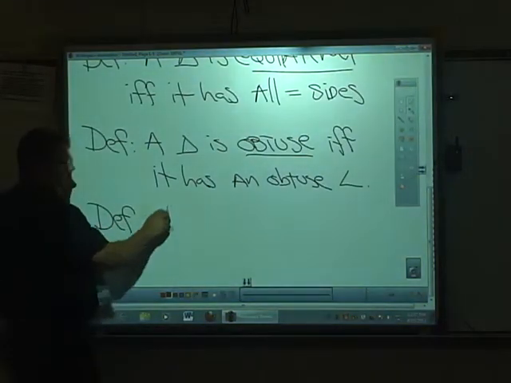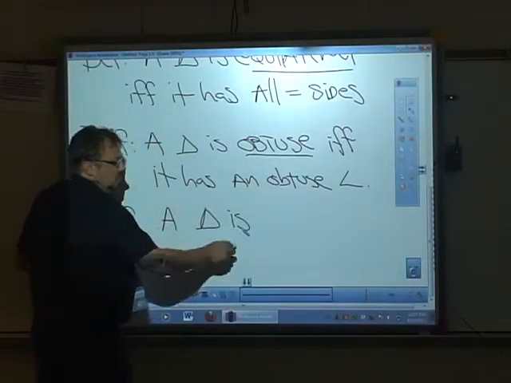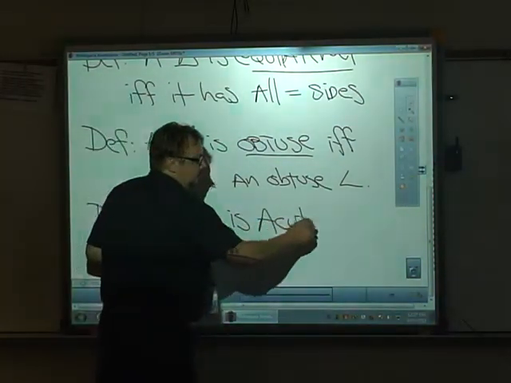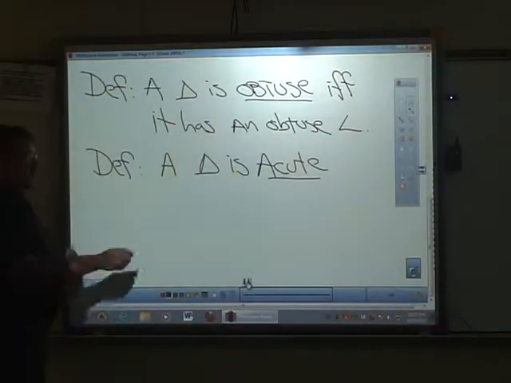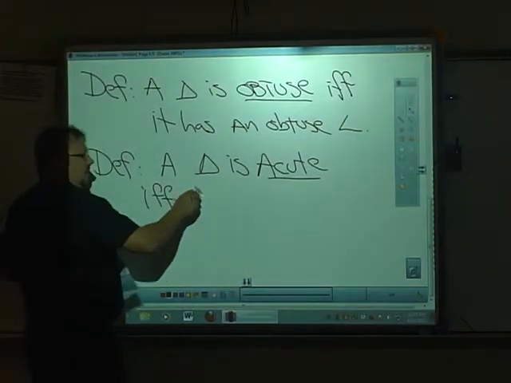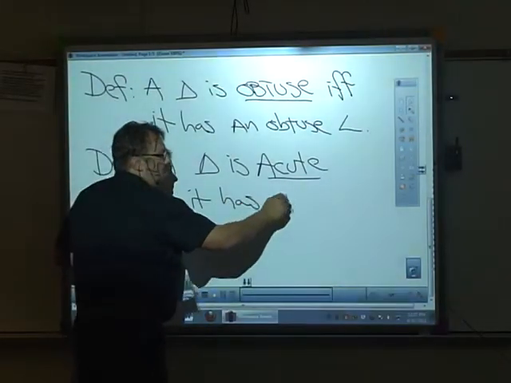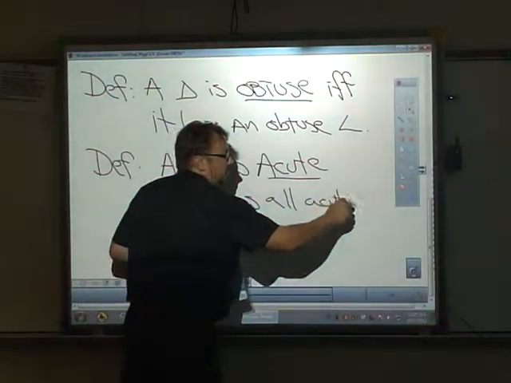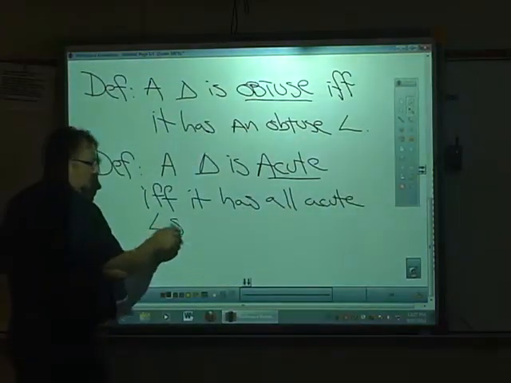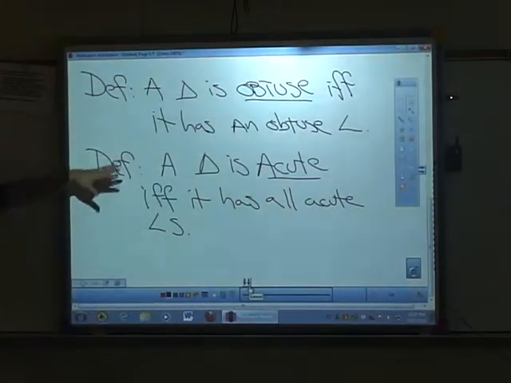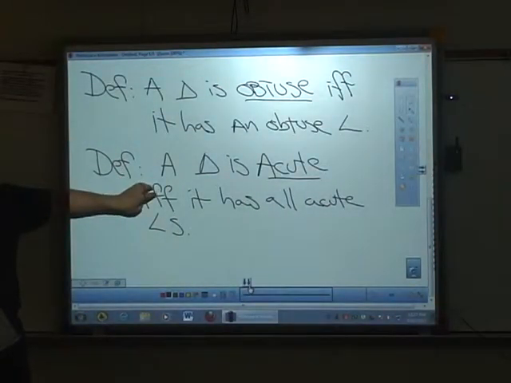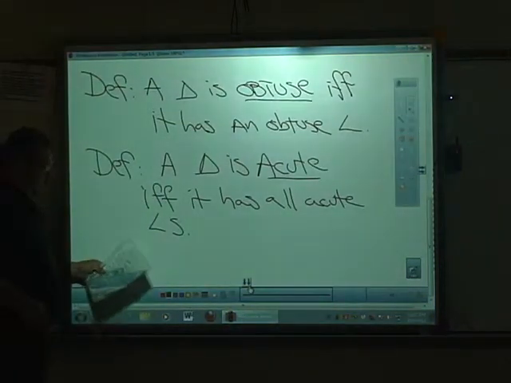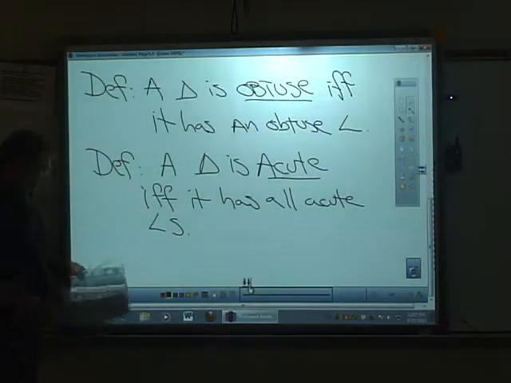A triangle is acute if and only if it has all acute angles. The difference here between the obtuse and the acute is this. The obtuse only will have one obtuse angle. The other two angles will be acute. An acute triangle has all three of them being acute. They're also kind of cute to look at.